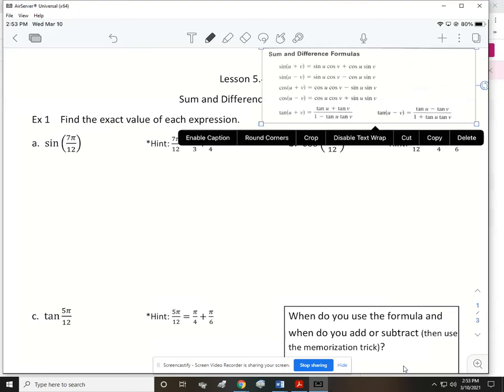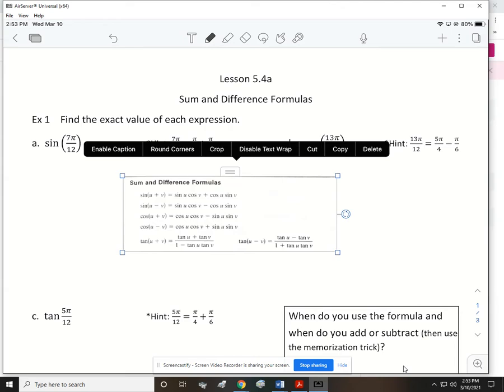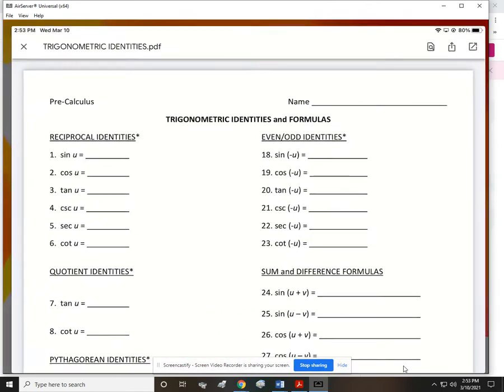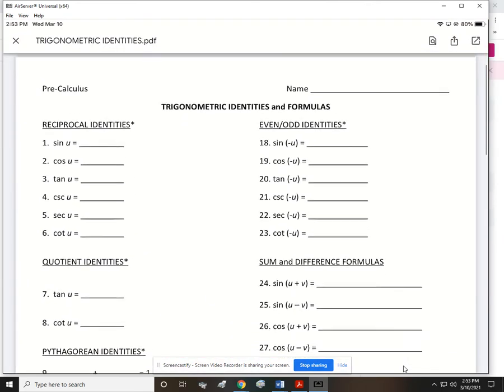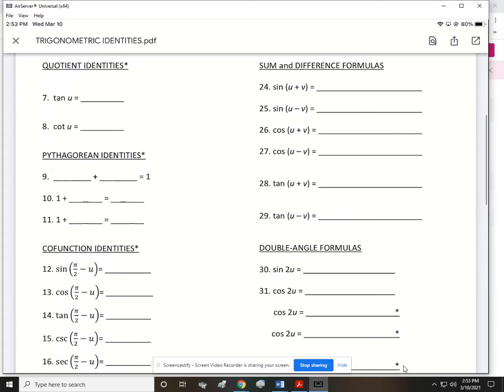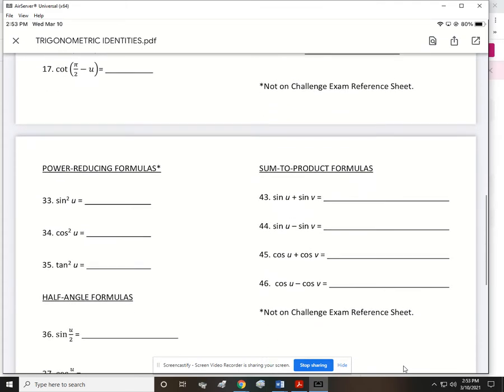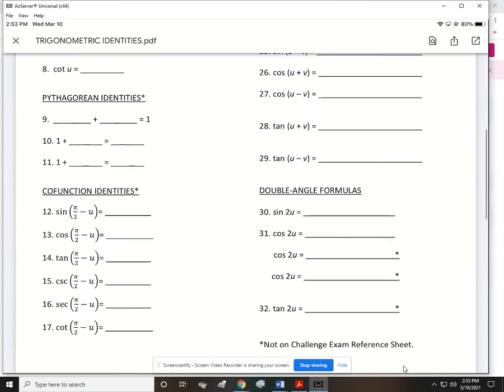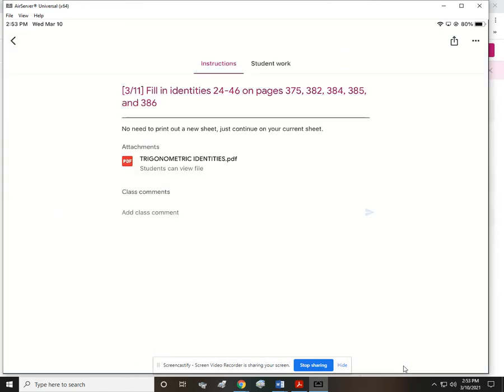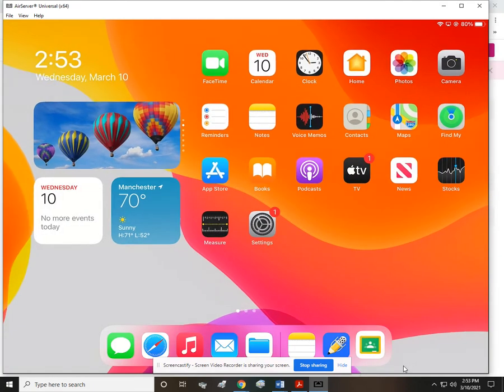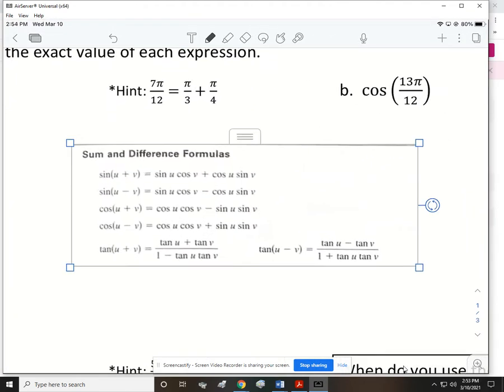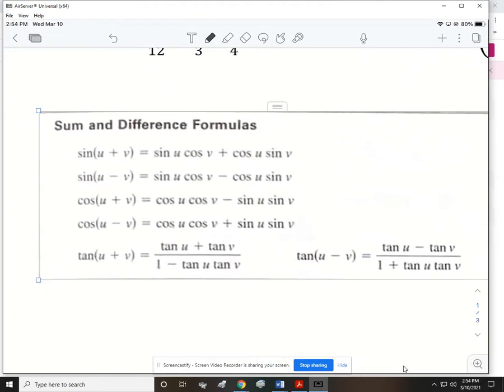All right, so today we're going to be talking about the sum and difference formulas. So I want you guys to make sure before you watch this video that you've already done this assignment where you're taking that identity sheet that we used before and filling in identities 24 through 46. And so if this is in Classroom, it tells you exactly what pages to look at to do that. So you're going to want to do that first, and then double check on your sum and difference formula. So this should be starting with number 24, that you filled these in correctly, because I have students every year that mess this up.